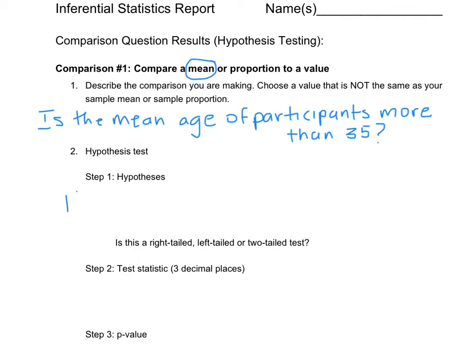So step one, the null hypothesis is that the mean mu is equal to 35, and the alternate hypothesis is that the mean is greater than 35. I'm choosing greater than because of what is written in the question. That "more than" goes with the alternate hypothesis of greater than.